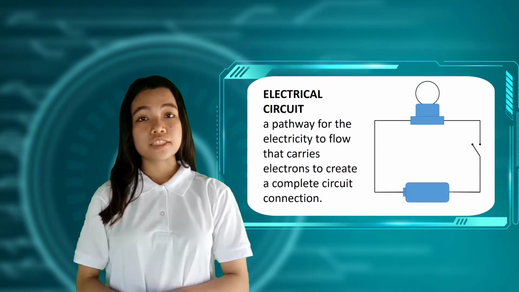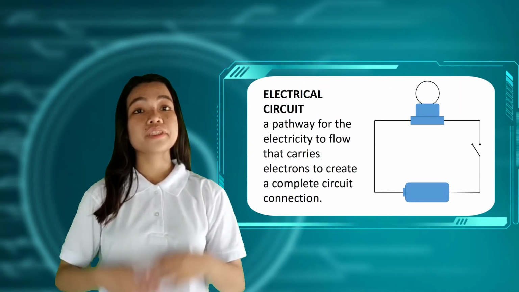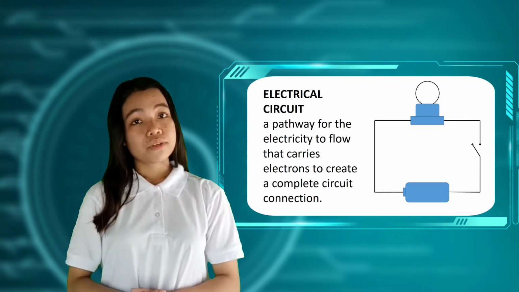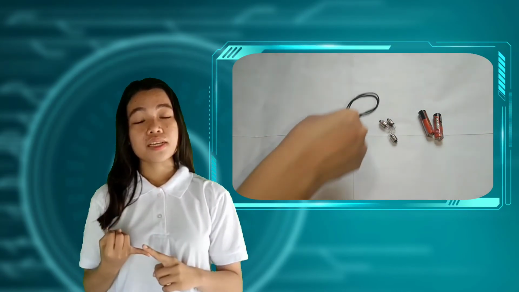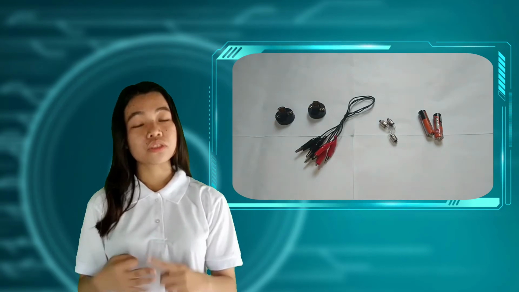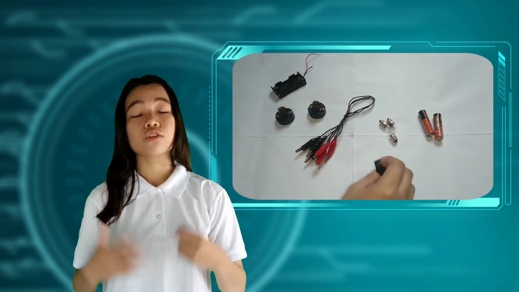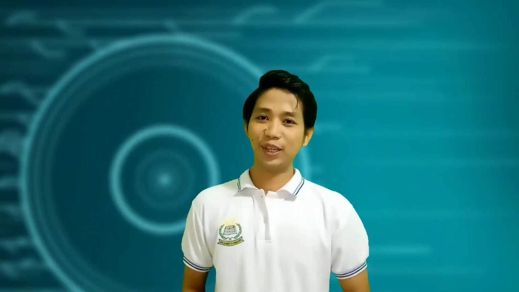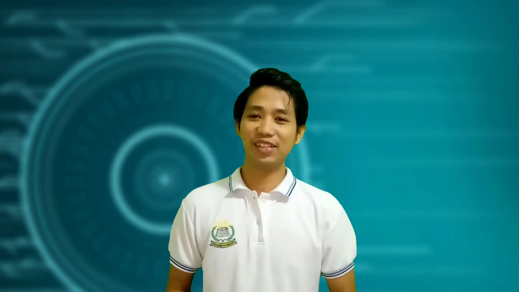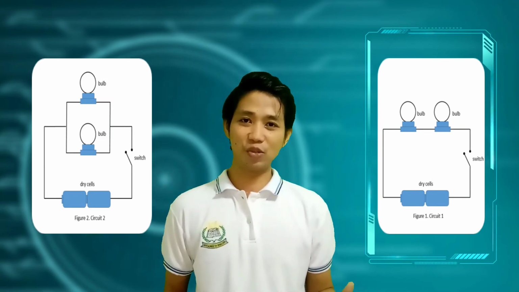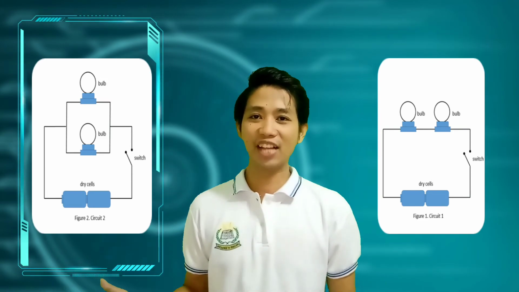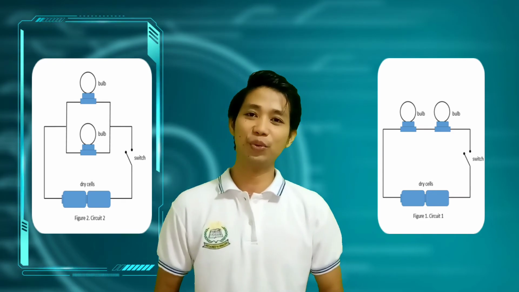To sum it up, you learned that electrical circuits are the pathway for the electricity to flow that carries electrons to create a complete circuit connection. It is composed of the battery, battery holder, bulbs, bulb holder, switch, and connecting wires. There are also two common circuit connections, the series and parallel circuit. The series circuit has a single path for electrons to flow, while the parallel circuit has two or more paths for the current to flow through.